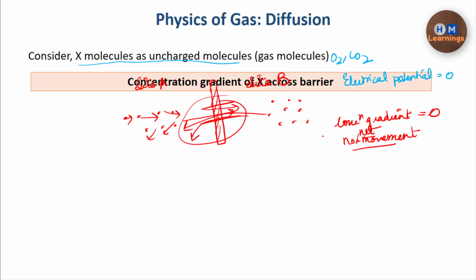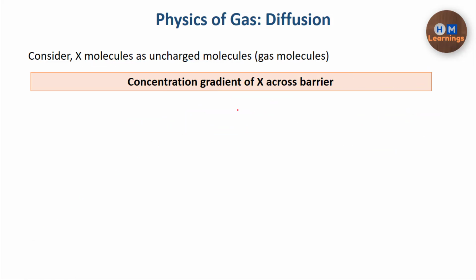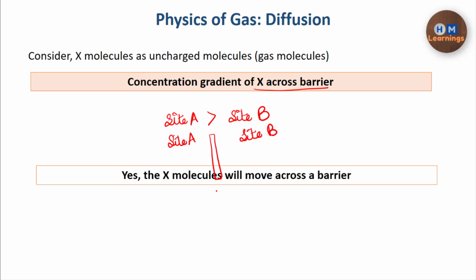But if the concentration gradient is there, suppose there is a concentration gradient across the barrier, and site A has more X molecules than site B. In that case, the concentration gradient is there, so yes, the movement will happen. From where to where? From site A to site B. So yes, the X molecules will move across a barrier if a concentration gradient is there.